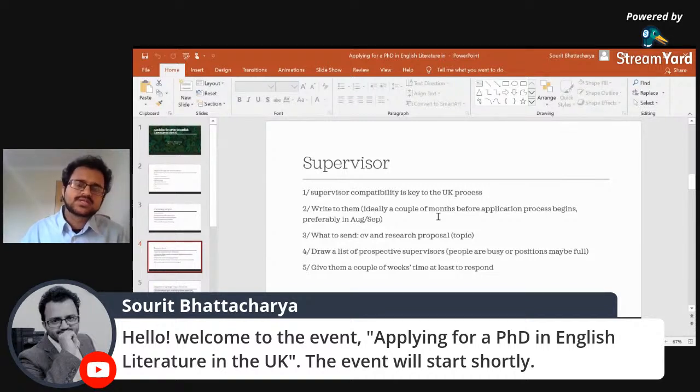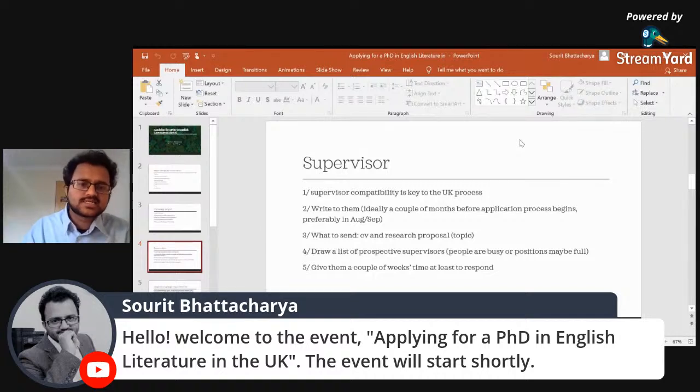There is no additional coursework in the UK. And the UK PhD is a 3 year process. You can extend it up to 4, but it's mainly a 3 year process, rather than the USA, which is more of a 5 to 7 years process. So think about that very clearly. The 3 year process is not very far, and fundings, as we'll talk about later on, are going to be mostly about 3 years, and on very rare occasions 3.5 years, etc. So supervisor compatibility is key to the UK process.